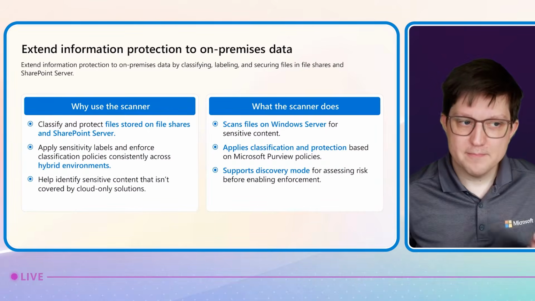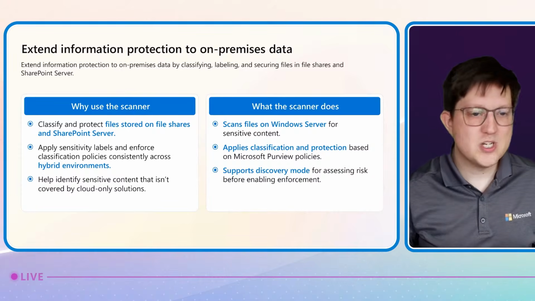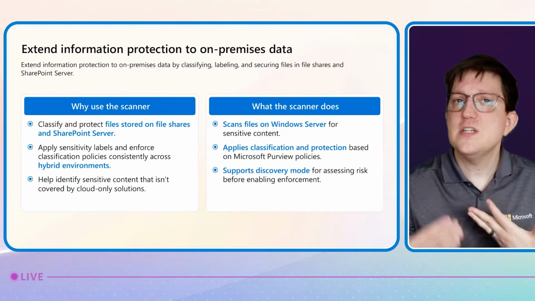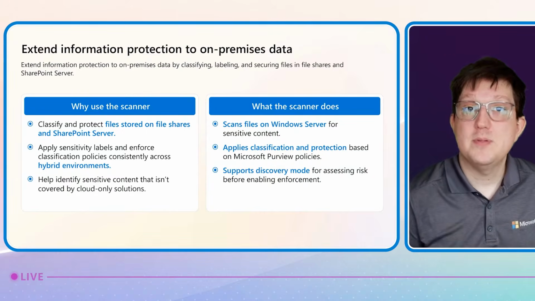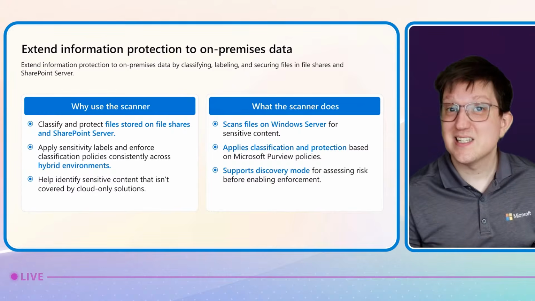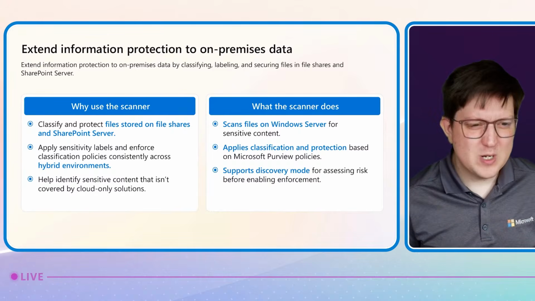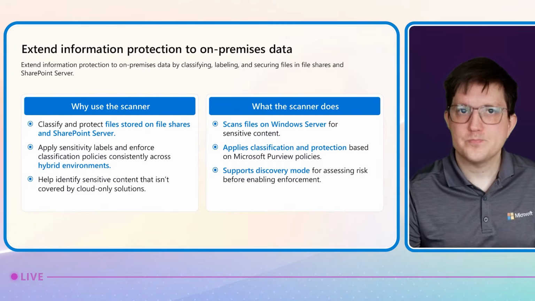Now, don't fret. We know that not all information is in the cloud. If you have a local SharePoint server or something that you need to scan on premises, there is an information scanner specifically built for that purpose. It is designed to look across file shares like SMB shares, different Windows Server components to be able to help identify sensitive data there too.